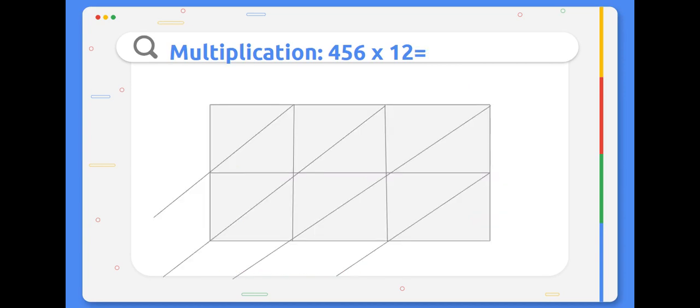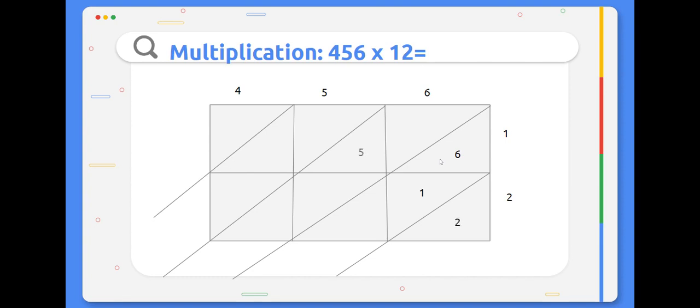Okay, now we're going to try the lattice method. Now remember, we're not putting them up on the top or the side by the place value. We're just using the digits. So we're going to put 4, 5, and 6 on top. On the side, we're going to put 1 and 2. Now we're ready to multiply. So 6 times 1 is 6. 6 times 2 is 12.